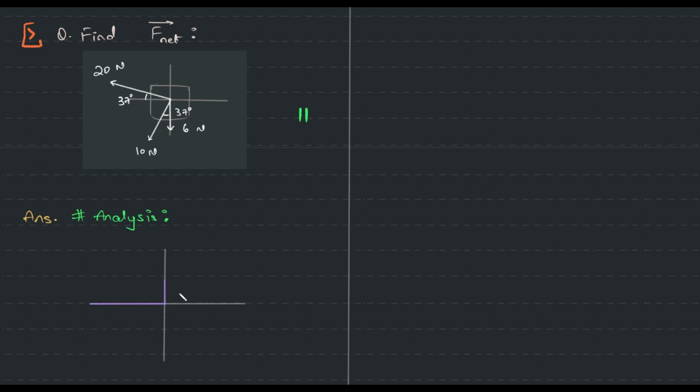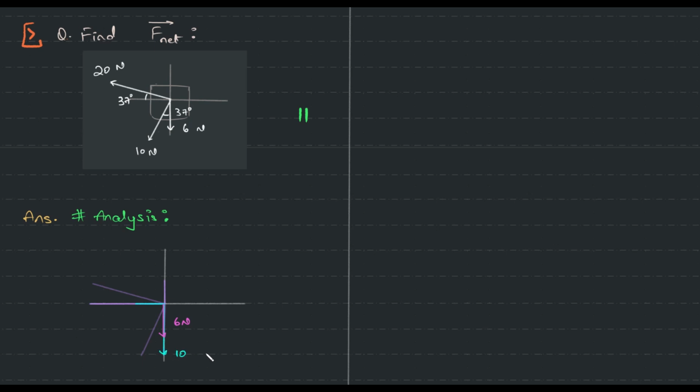So this is, by the way, the original 20. And this is your original 10. And this we have 6. So this is your 10, and this is your 10 being resolved, and this is your 6. So 6 Newton.